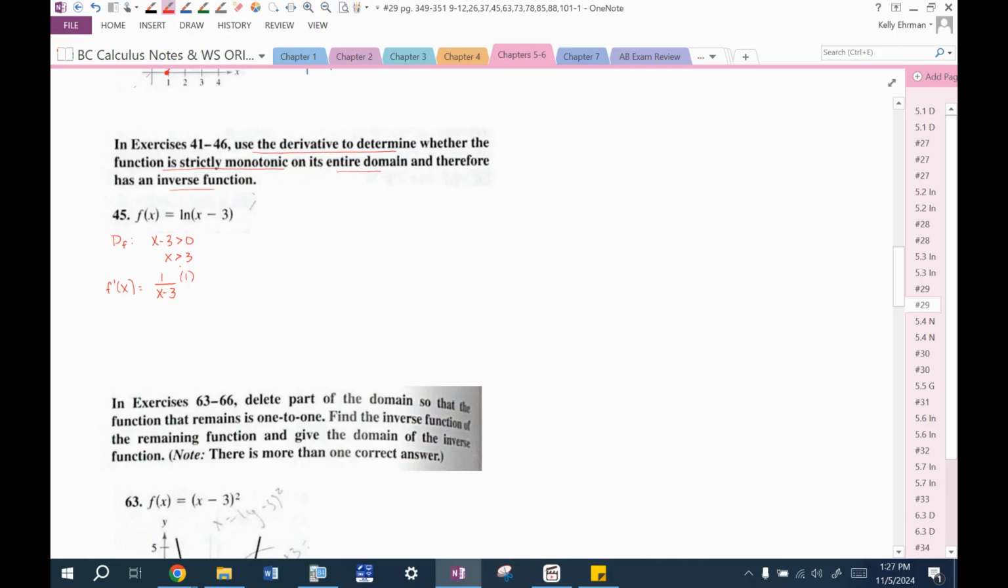And then, yeah, we're thinking about the sign here. If we plug in anything higher than 3, then x minus 3 is going to remain positive, right? Like if you plug in 4, 5, 6, whatever. So for x values greater than 3, f prime of x will always be greater than 0, always positive. Therefore, f of x is strictly monotonic. In this case, f is always increasing. Therefore, f has an inverse function, so yes.